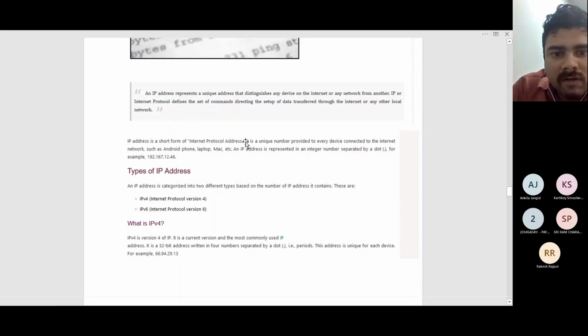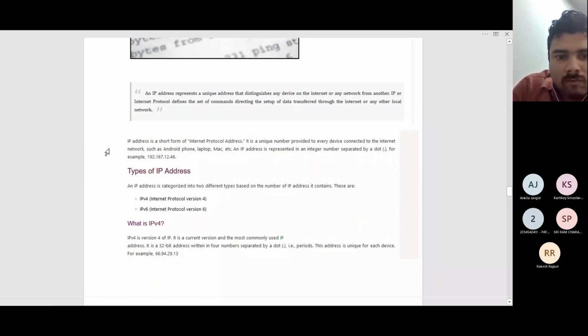IP, or Internet Protocol, defines the set of commands directing the setup of data transferred through the internet or any other local network. So IP is the main communication protocol used on the internet. You call it Internet Protocol, IP, and that address is the IP address.